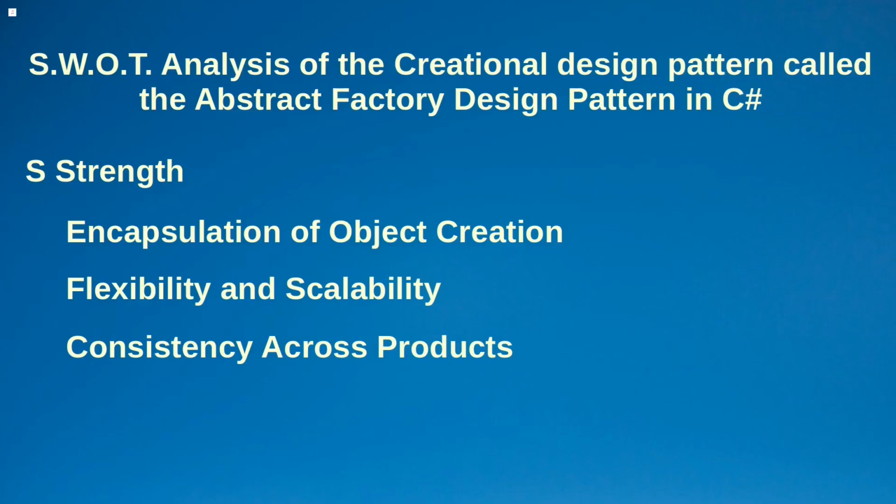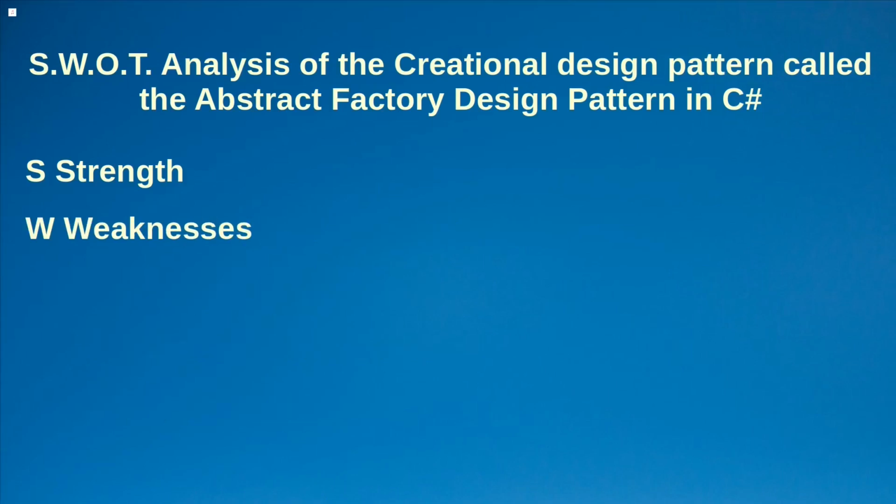Consistency across products. By using an abstract factory, you ensure that products from the same family are used together, maintaining consistency across the application. Strong type checking. In C#, the abstract factory pattern takes advantage of strong type checking at compile time, reducing runtime errors and enhancing code safety. W, Weakness. Increased complexity.